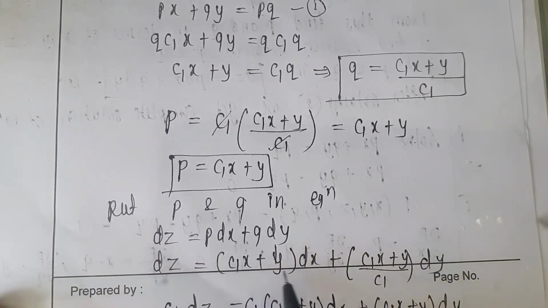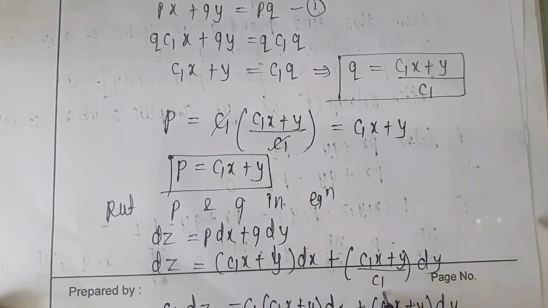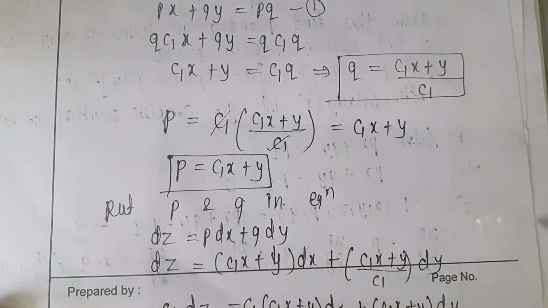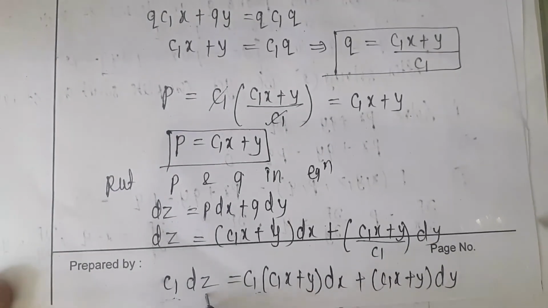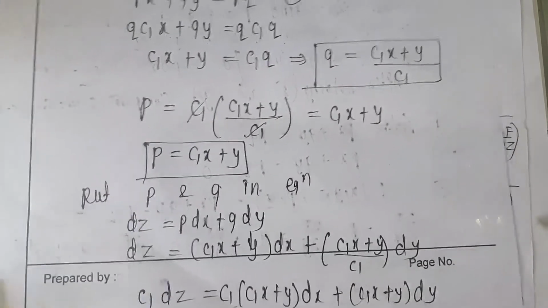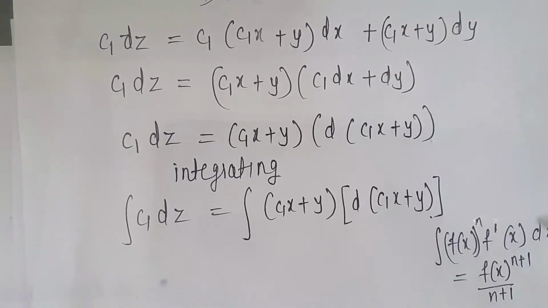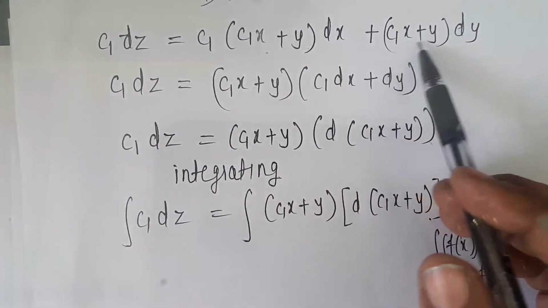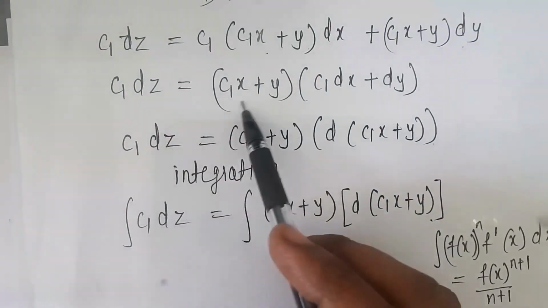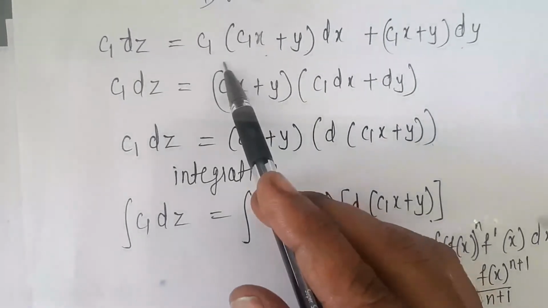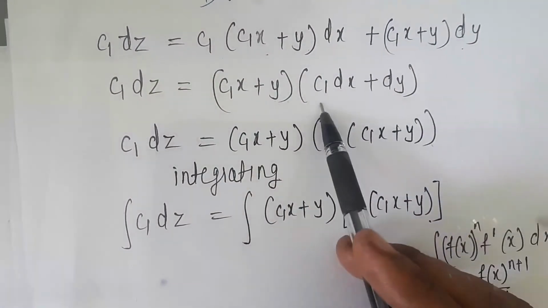So dz is equal to (c1x plus y) into dx plus (c1x plus y) by c1 into dy. So multiply this equation throughout by c1. So we get c1 dz is equal to c1 into (c1x plus y) into dx plus (c1x plus y) into dy. Now (c1x plus y) is common in both, so I have taken it common, and the remaining is c1 into dx plus dy. So c1 dz is equal to (c1x plus y) multiplied by (c1 dx plus dy).